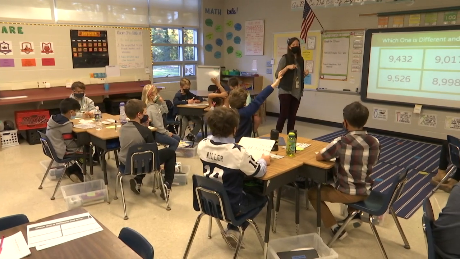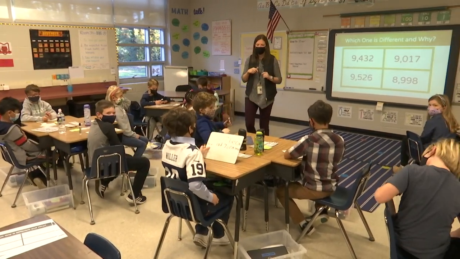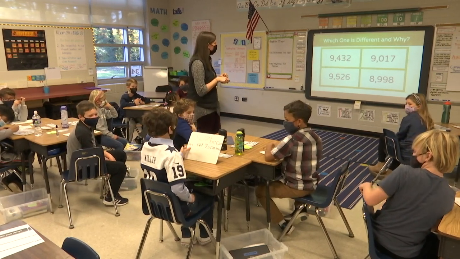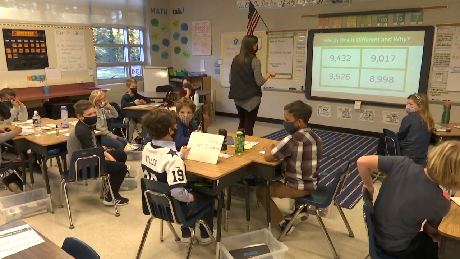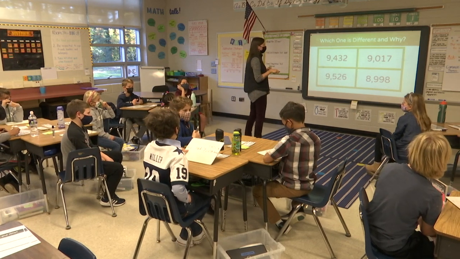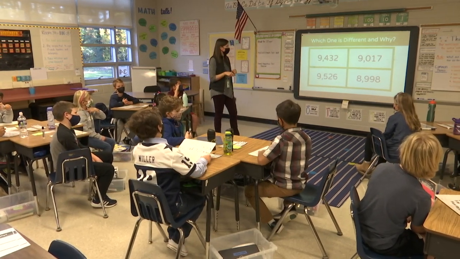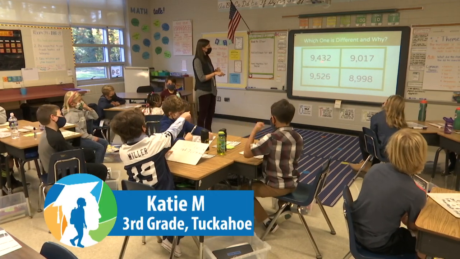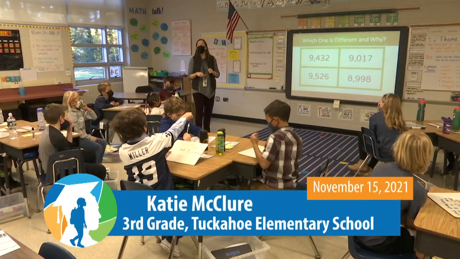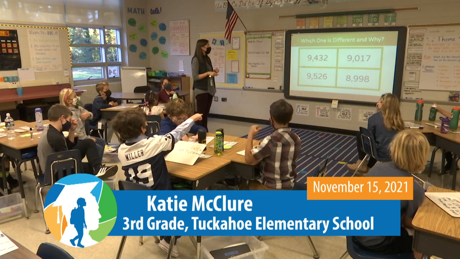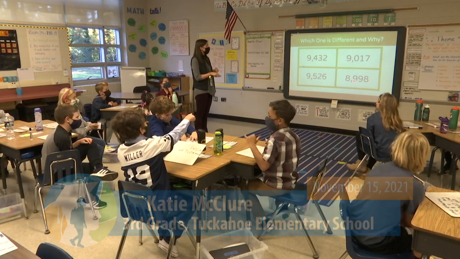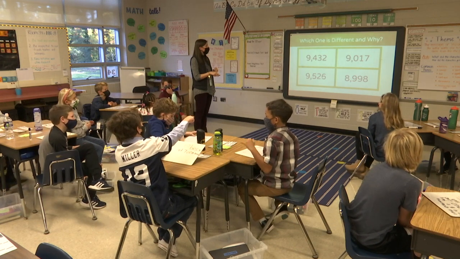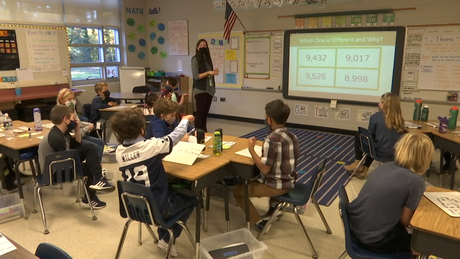Banks? I haven't heard from Banks this morning. 9,017 because the others equal 7 or minus 7. Because if you add the 3 plus 4, that equals 7. Or if you add the 5 plus 2, that equals 7. Or if you add the 8 and the 8, those equal 16, and then the 9 minus, and that equals 7.